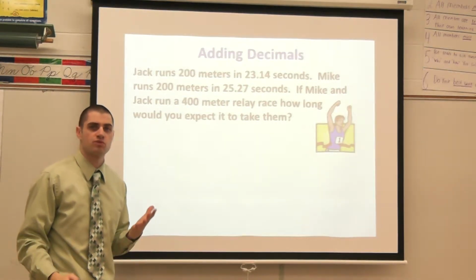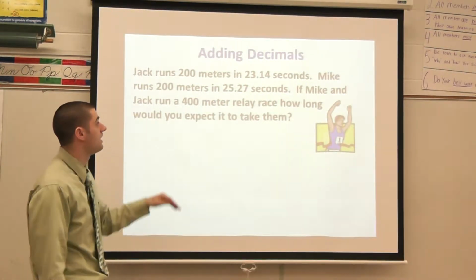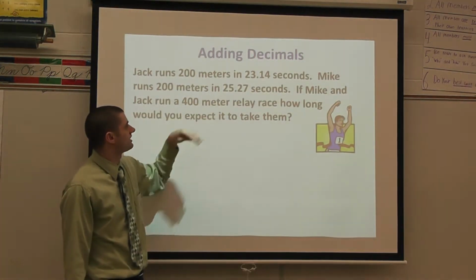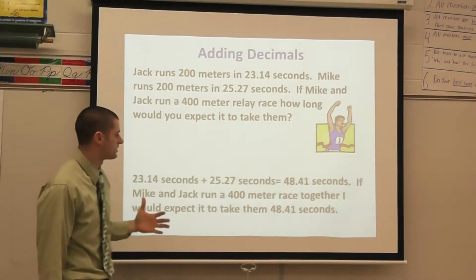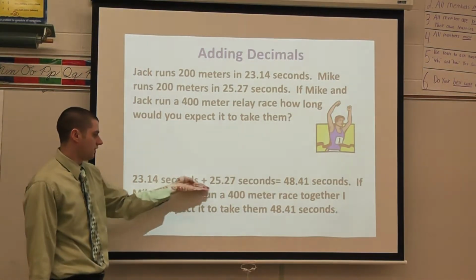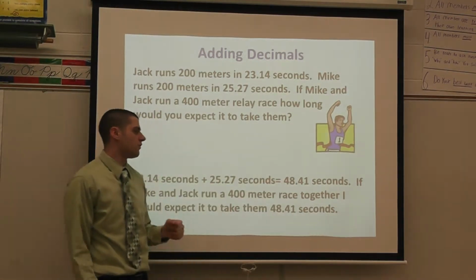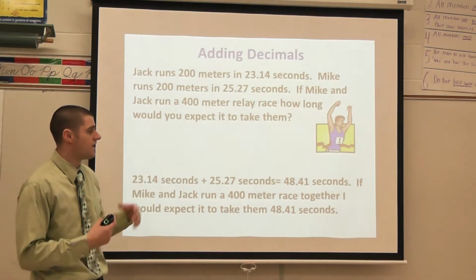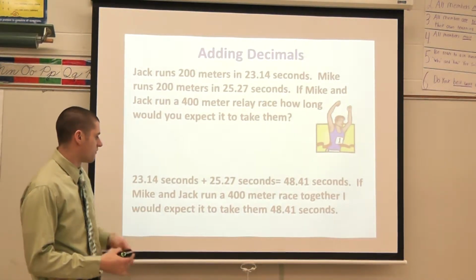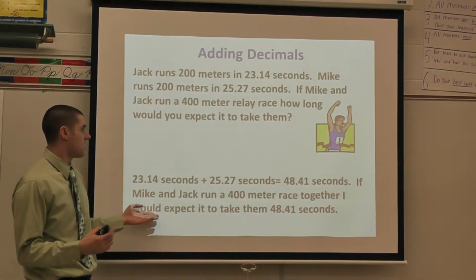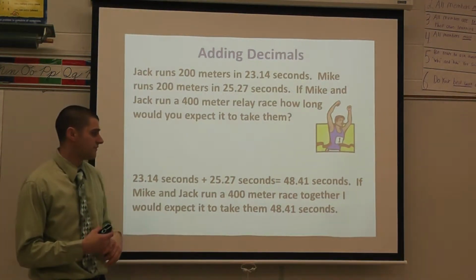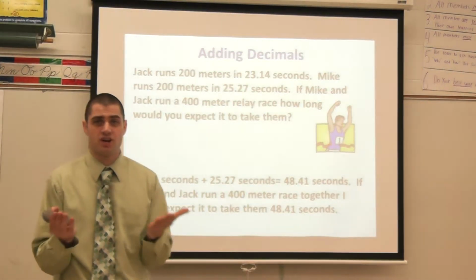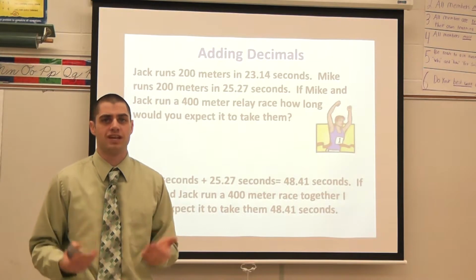So to do this, the operation we're going to focus on is addition. We're going to add Jack's time of 23 and 14 hundredths and add Mike's time of 25 and 27 hundredths. So if I add these two decimals together, it's going to equal 48 and 41 hundredths seconds in terms of how long it's going to take them to run this race. If Mike and Jack run a 400 meter race together, I would expect it to take them 48.41 seconds. So again, I used addition. I added up both of the decimals to get the total amount of time it would take them to complete this race.